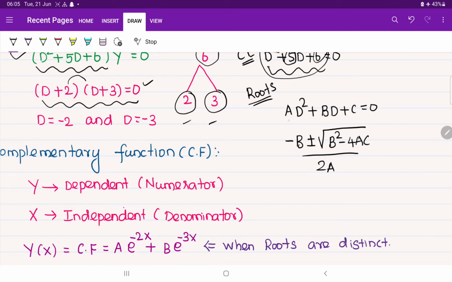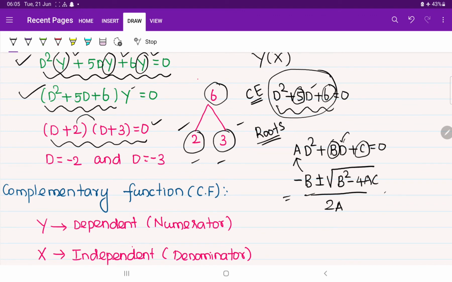So here you can substitute: the coefficient of D square will become a, the coefficient of D will become b, and the constant will be c. By substituting all the variables here, you will get 2 roots. In that way also you can obtain these roots. Okay sir. So after obtaining the roots, here I am getting plus 2 plus 3 only. So I am writing D plus 2, D plus 3.